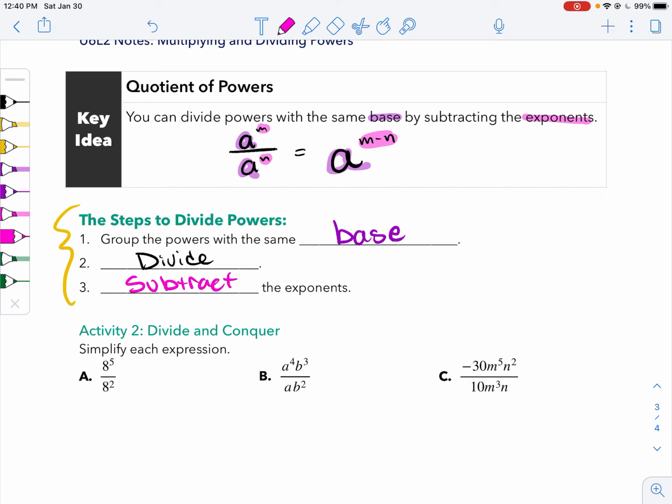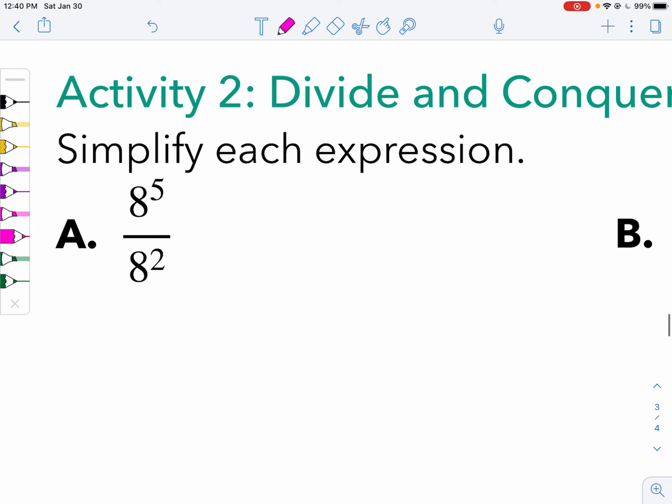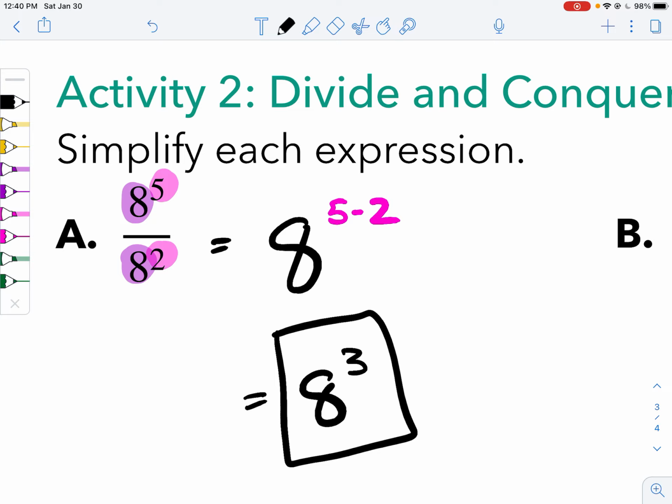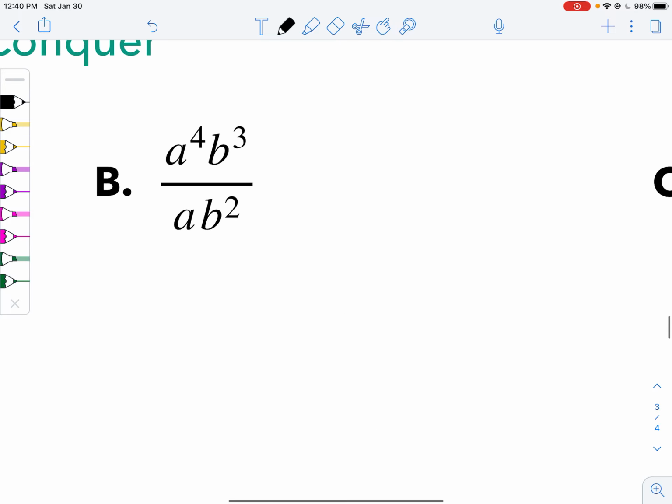Okay, cool. Here, we already have just the one base. So we can rewrite that with subtracting our exponents. So that's the same thing as 8 to the power of 5 minus 2. 5 minus 2 is 3. So that's 8 cubed. Yay! Next one. Here we need to split them up to have the same base.